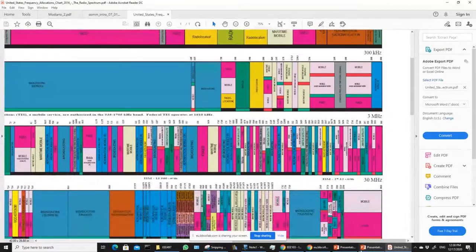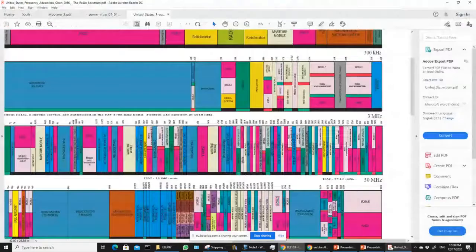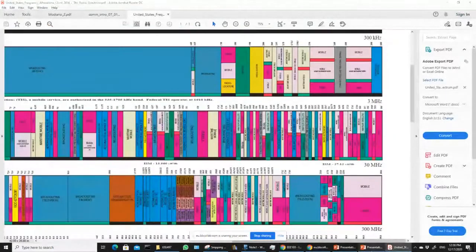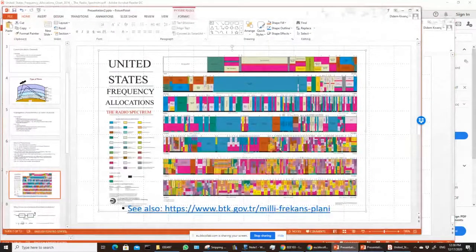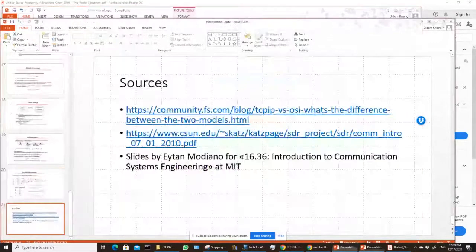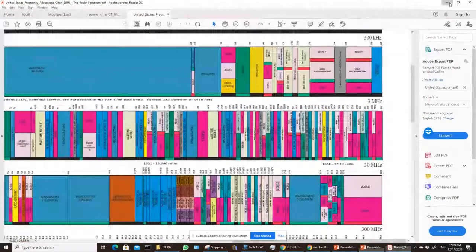But yeah, this plan is actually international. I put down the link here for the Turkish one, but they don't have a nice figure like this. Through the International Telecommunication Union, they all get together and decide, okay, we'll all allocate this area. There are some changes between countries, but they're not huge.